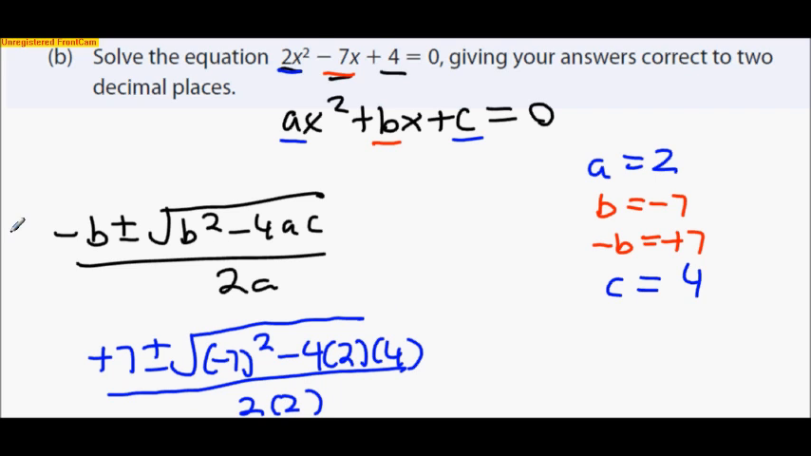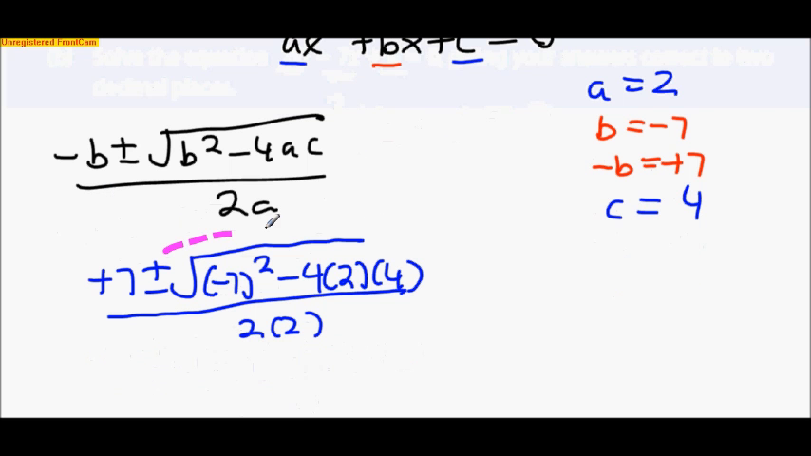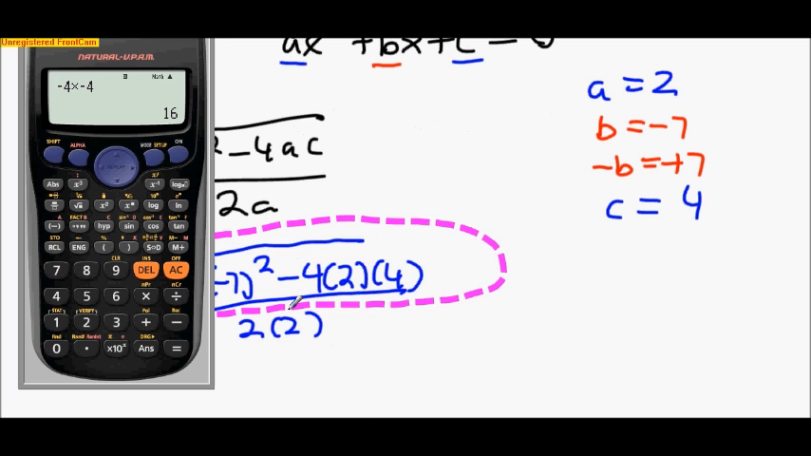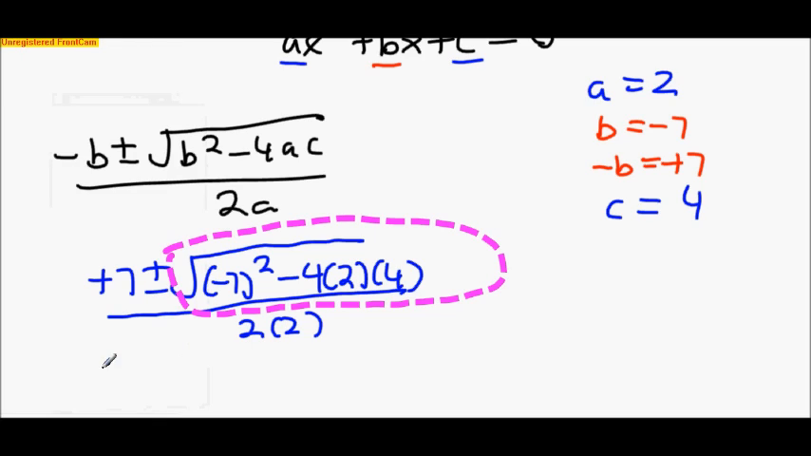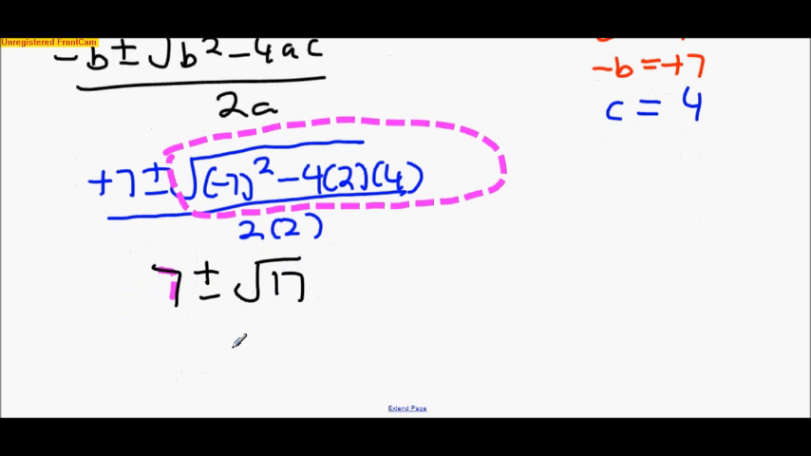Now what we can do with the calculator is we can just do this part here all in one swoop. So we take out the calculator, and what we do is we press the square root. Now please use your brackets. To get this right, you've got to use your brackets, okay? Minus 7 squared minus 4, bracket 2, bracket 4. And what we get is root 17. We just leave it as root 17 for a minute. So we're going to get 7 plus or minus root 17 all over 4. Okay? Because 2 by 2 is 4.